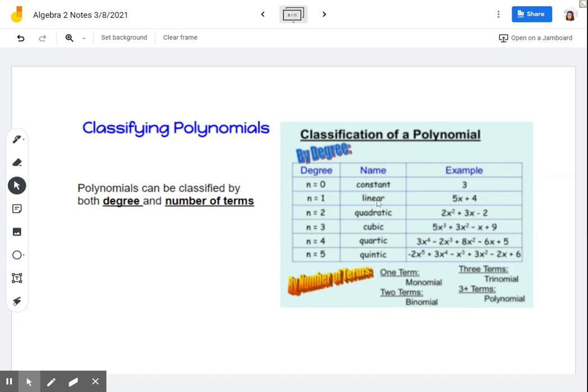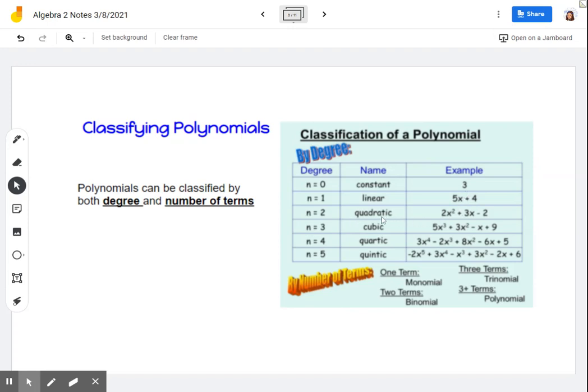A linear term, you might recall a linear function. It would look like the example here, this 5x plus 4. So that would have a degree of 1. We can picture the exponent of the x term, the linear term here, being a 1.